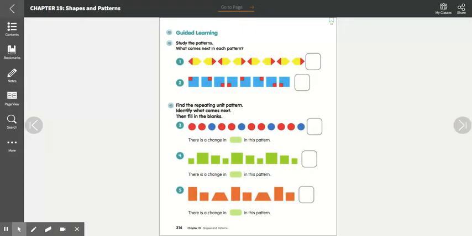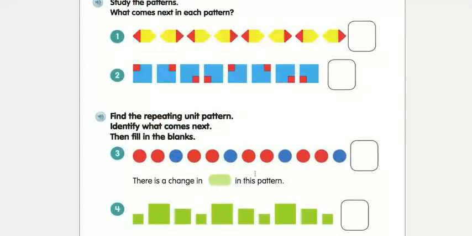Sorry about my dog, you guys. He's being noisy. Okay, let's study the patterns in these examples before you head off to your assignment, okay?